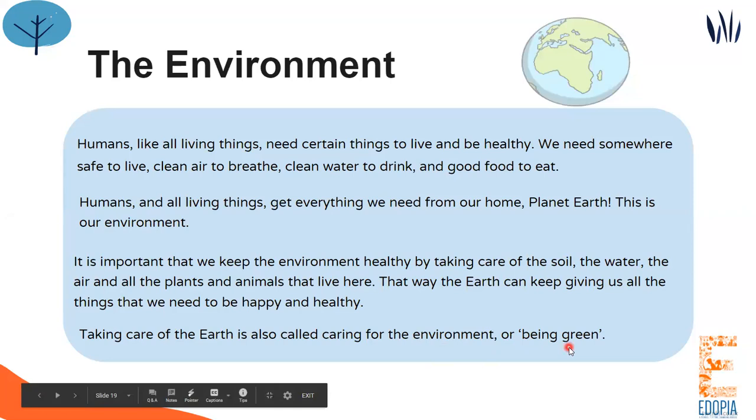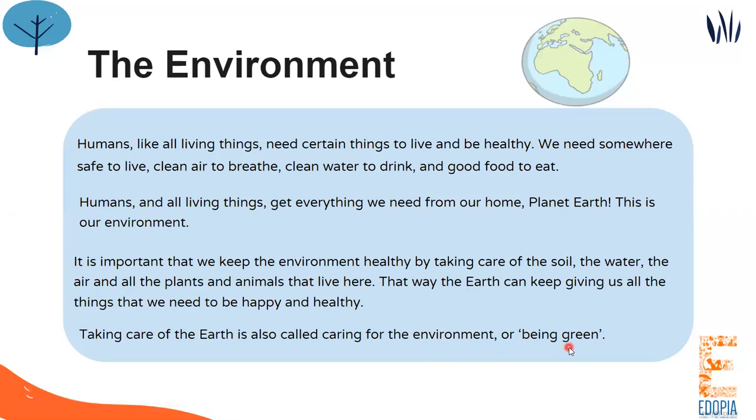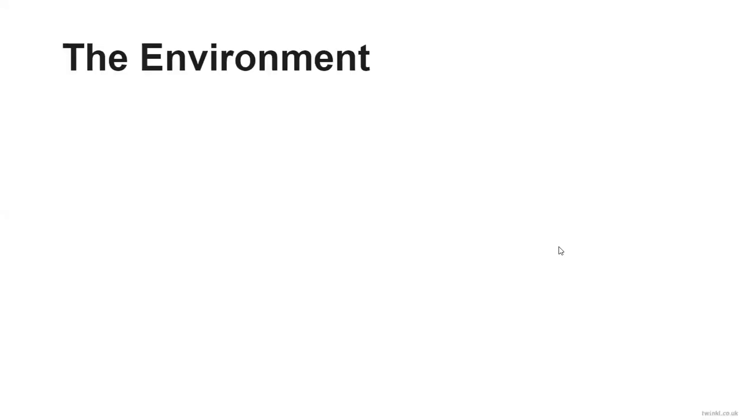So what do we mean by being green? Should we paint the earth green? No, absolutely not. Being green means we should take care of the greenery around us. So what things are green? The trees, the plants, the grass. So we should take care of all the green things.